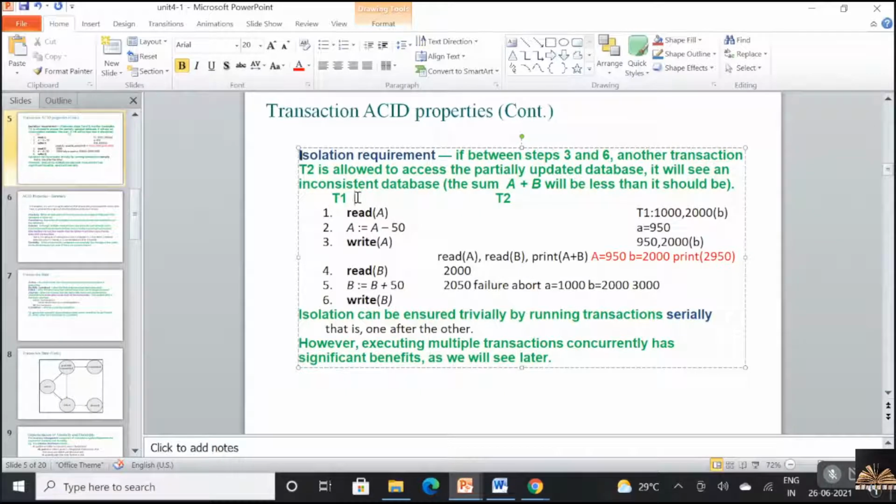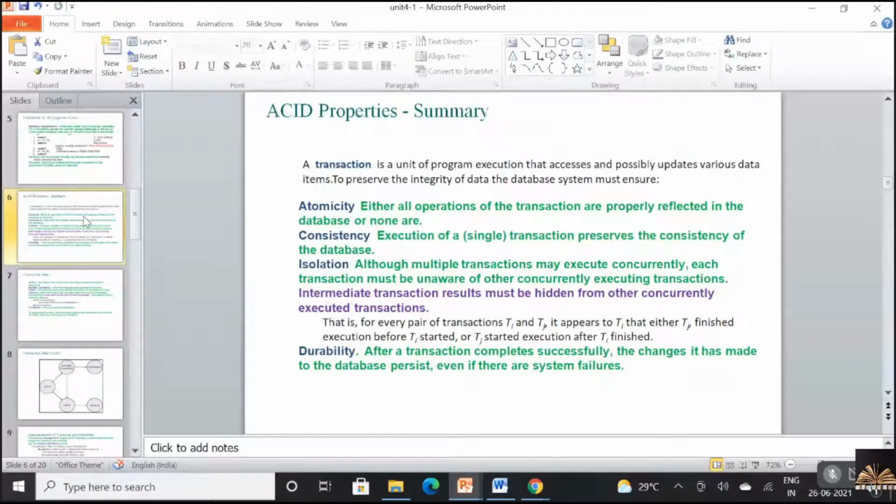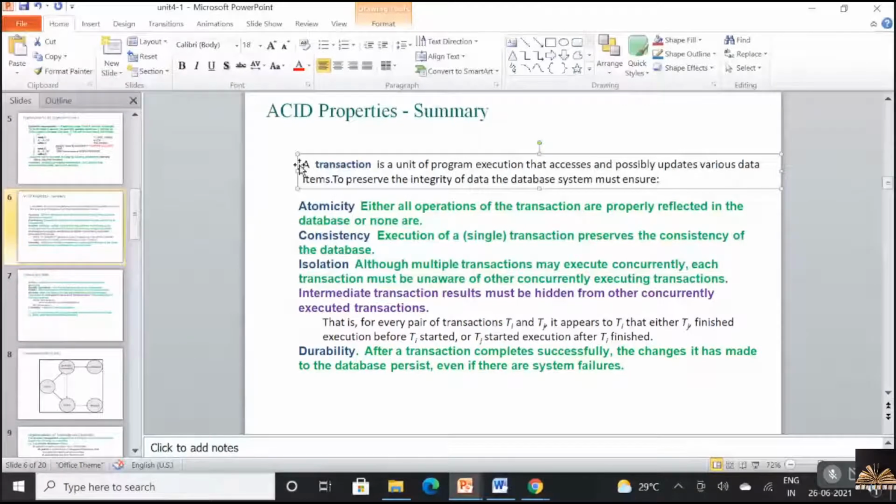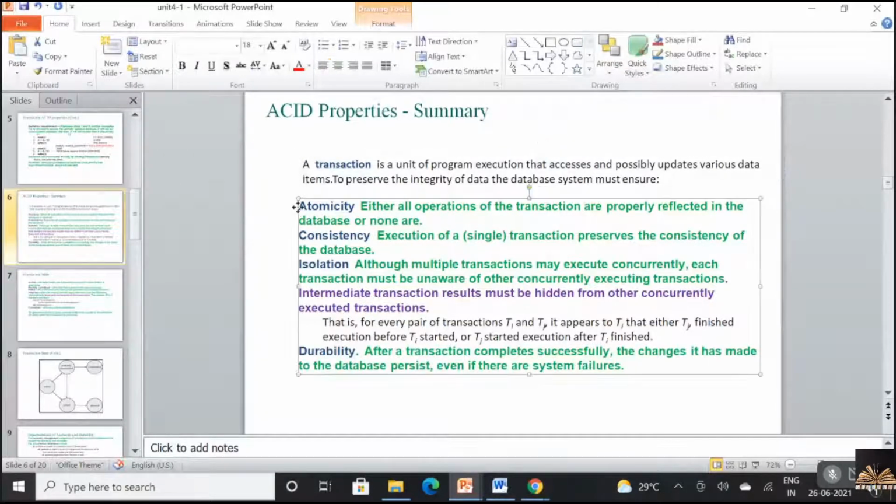But as there are disadvantages of running transactions concurrently, there are advantages also. However, executing multiple transactions concurrently has significant benefits. I'll let you know what the benefits are while you're working with concurrency control. So this is about the four properties. I'm just giving you a brief about the properties of a transaction. I'll not go with the definition of a transaction because I've told you n number of times.